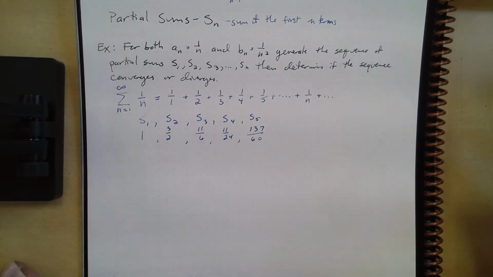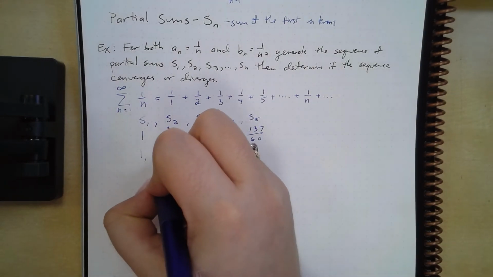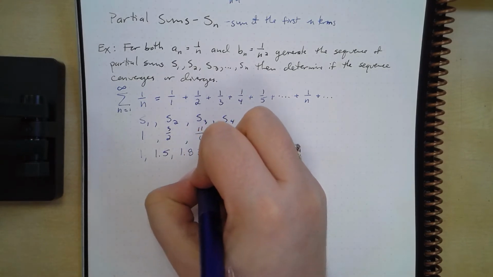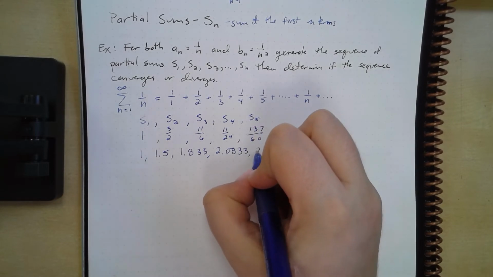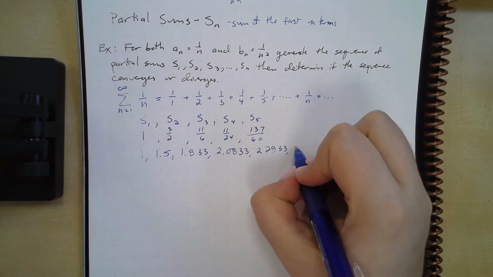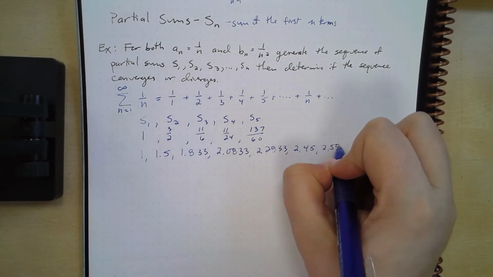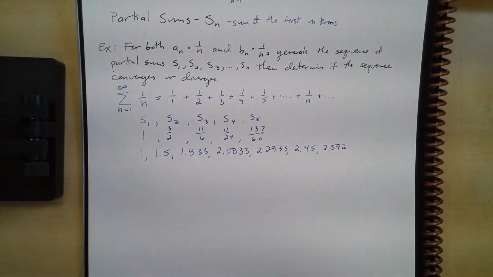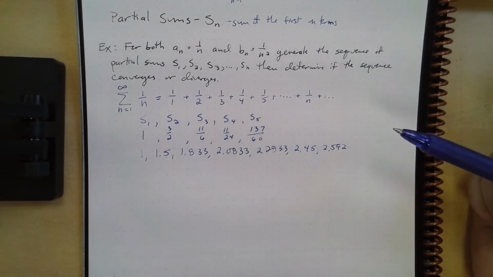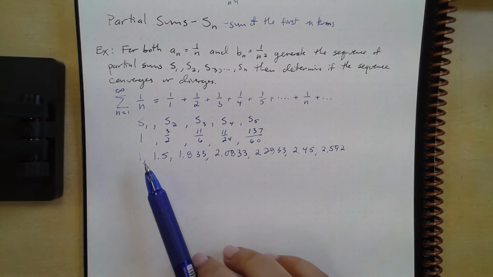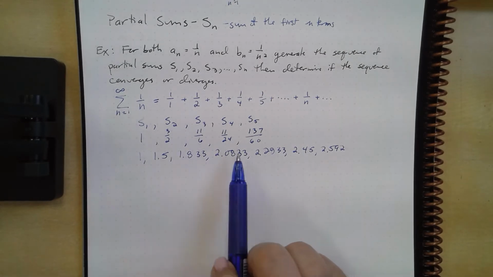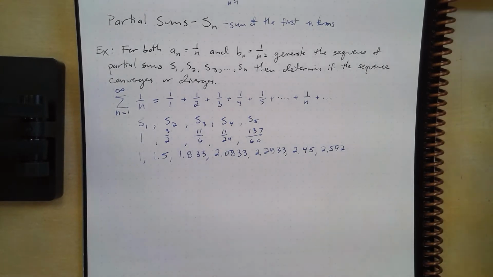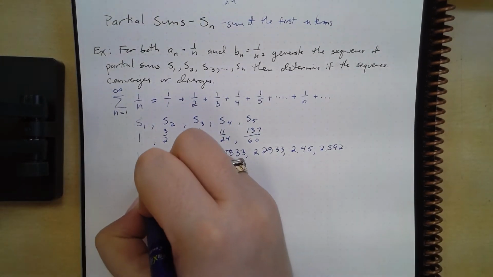And actually, sometimes it's easier to look at these as decimals. So I'm going to rewrite these as decimals. We have 1, 1.5, 1.833. I already did this on a calculator. 2.0833, 2.2833, 2.45, 2.592. So as this series goes on, you can see, does it look like we're ever going to converge to one number? We're getting bigger and bigger and bigger. I don't think so. Actually, this series is going to diverge.